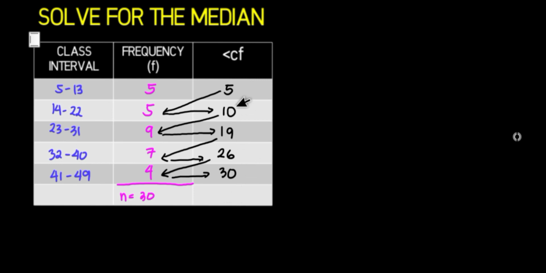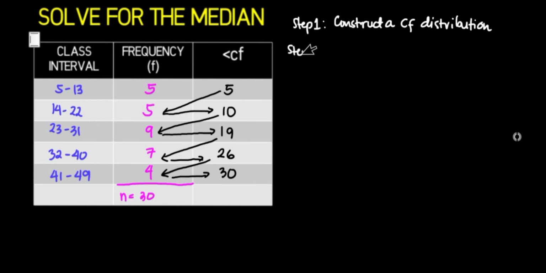Malalaman nyo po kung tama yung sagot ninyo kung yung pinakadulo sa cumulative frequency ay equal din dun sa total frequency, which is n. Parehas po silang 30. Therefore, tama po yung pagkakakonstruct natin ng cumulative frequency distribution. Linawin natin: less than CF yung ginamit ko since yung pinaka nakataas na class interval ay yung nag-start sa mababa. Kaya po less than CF. We're done with step 1. Nakapag-construct na tayo ng cumulative frequency distribution.